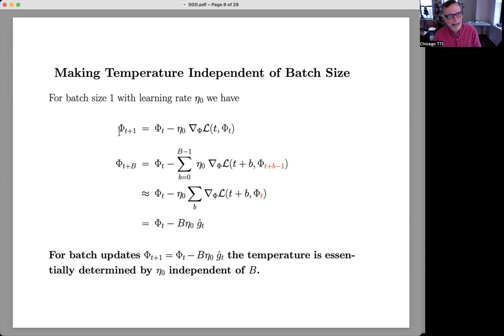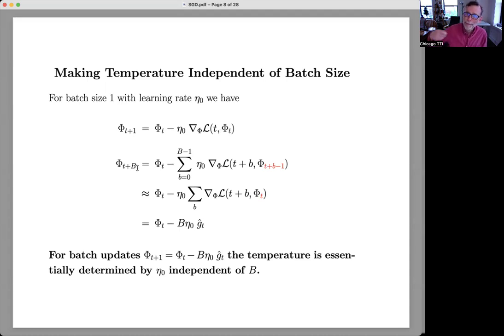And I'm going to look at the model parameters. So this is the equation governing the model parameters at time t plus 1. We're just using the batch size 1, so it's just minus eta 0 times the gradient of the loss at that time. Now, that loss is determined by the time and by the particular choice of the XY pair and the model parameters theta t. Now still doing batch size 1, what happens after capital B updates?